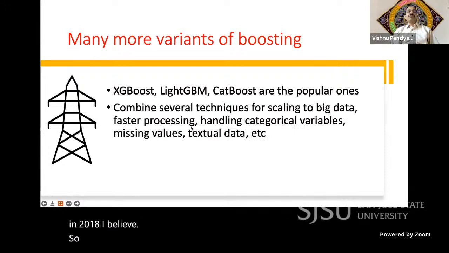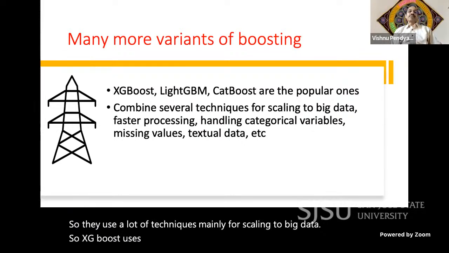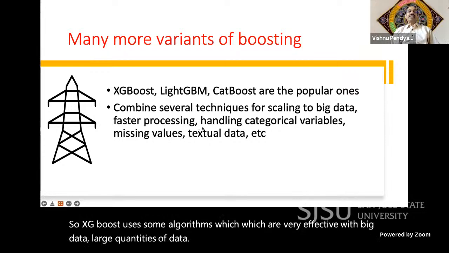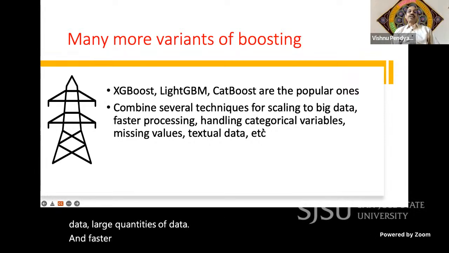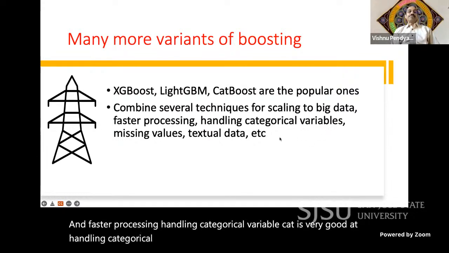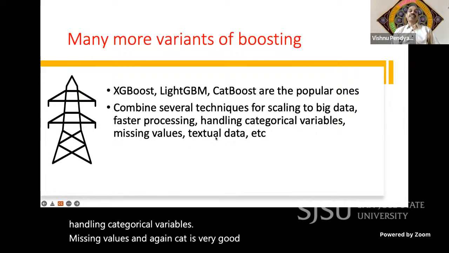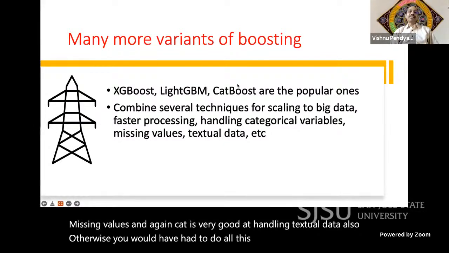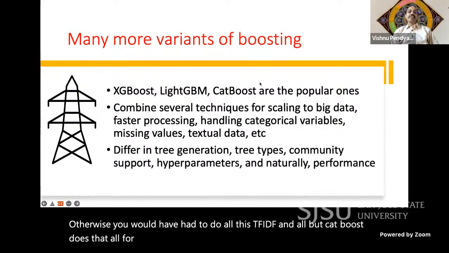They use a lot of techniques, mainly for scaling to big data. So XGBoost uses some algorithms which are very effective with large quantities of data, faster processing, and handling categorical variables. CatBoost is very good at handling categorical variables, missing values, and also textual data. Otherwise, you would have had to do all this TF-IDF and all that. But CatBoost does that all for you. They can handle textual data as well.